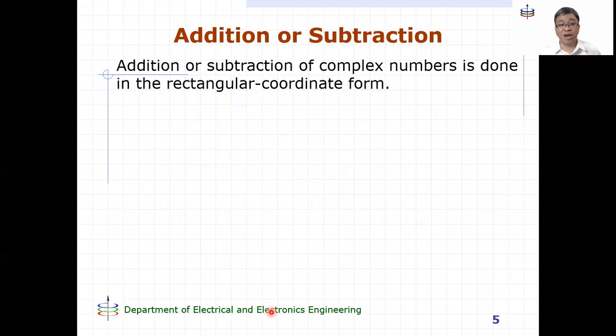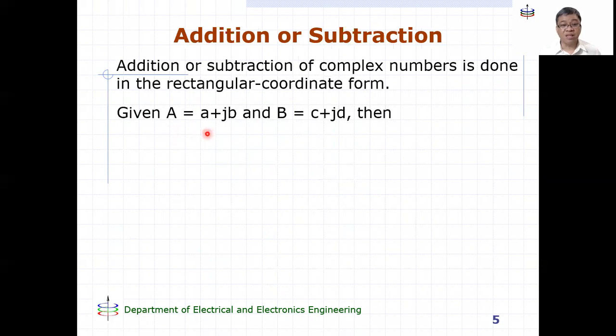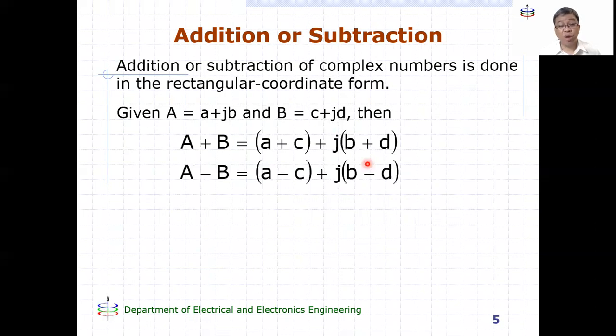So let's proceed with addition or subtraction. We recommend that addition or subtraction be done in the rectangular coordinate form. I think that's the most basic way to represent these numbers anyway. So suppose we have complex number A given as a plus jb and complex number B given as c plus jd, then we can add the two together, A plus B, simply by adding the real components together and the imaginary components together. So we don't mix them up. We add the real components together and we add the imaginary components together. In the same way, you're going to subtract B from A.